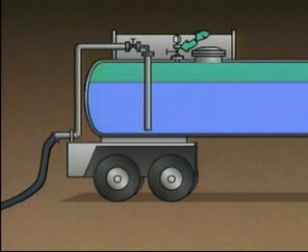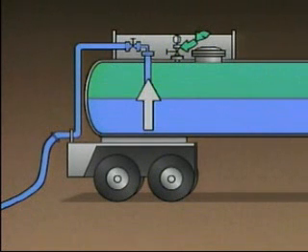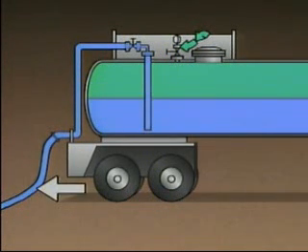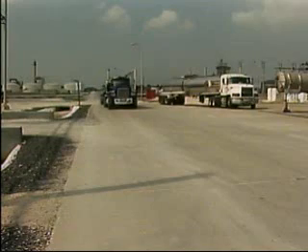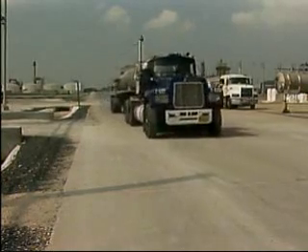As the compressed air enters the tank, it forces the liquid out of the tank through a product line. A hose that's connected to the product line carries the liquid from the tank to storage. Now let's see how an operator uses this method to unload a tank truck.